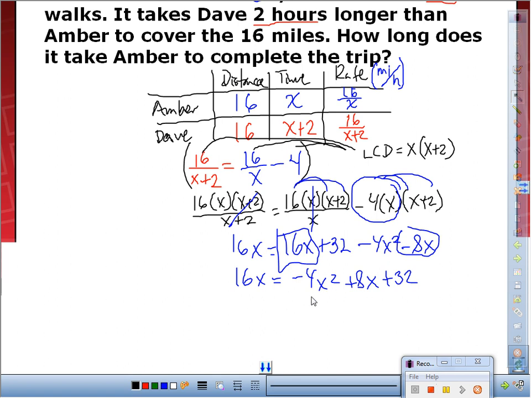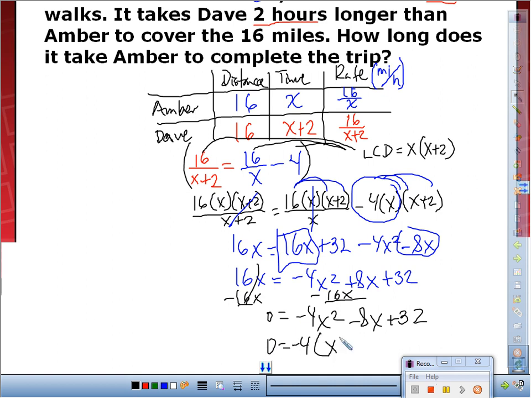This is starting to look familiar. We need to get this 16x to this side. Subtract 16x. We're left with 0 equals negative 4x squared minus 8x plus 32. Does this look familiar? Yes. To solve this, we start with what? GCF. 0 equals negative 4 times x squared plus 2x minus 8. And you know what to do from there.